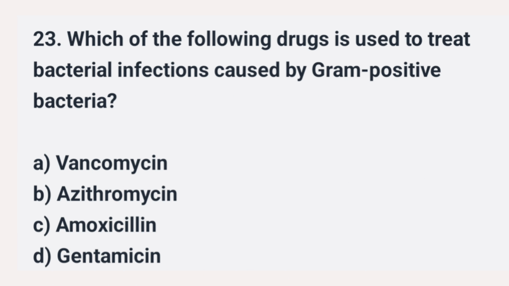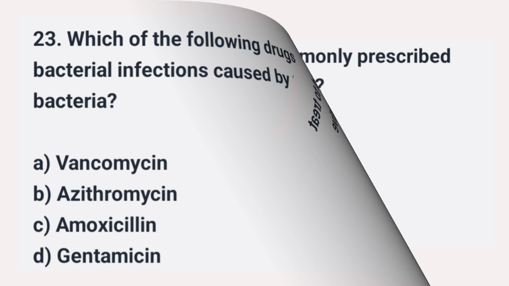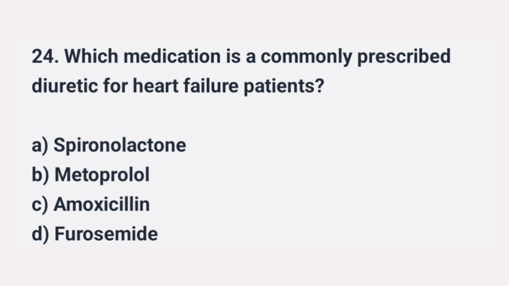Question number 23. Which of the following drugs is used to treat bacterial infections caused by gram-positive bacteria? The right answer is option A, vancomycin. Question number 24. Which medication is a commonly prescribed diuretic for heart failure patients? The right answer is option D, furosemide.